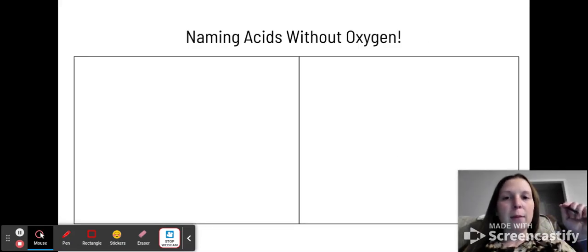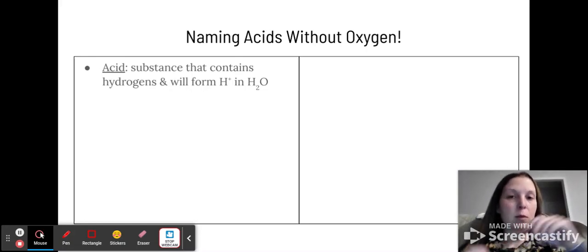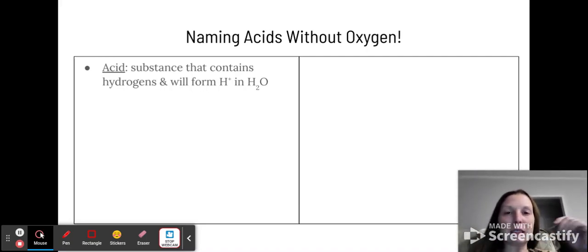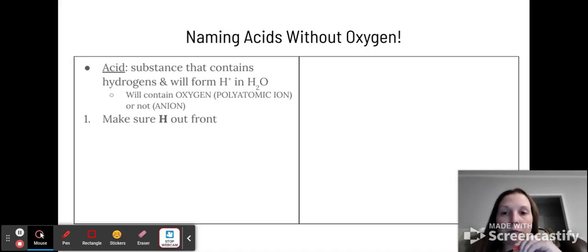So let's talk about naming acids without oxygens. So first of all, an acid itself is a substance that contains hydrogens and will form H plus when it's dissolved in water. That's what makes it an acid. But sometimes the way we name them depends on if there's oxygens. So it could contain an oxygen, which means a polyatomic ion is present, or it won't, which means it's just a regular anion off the periodic table.